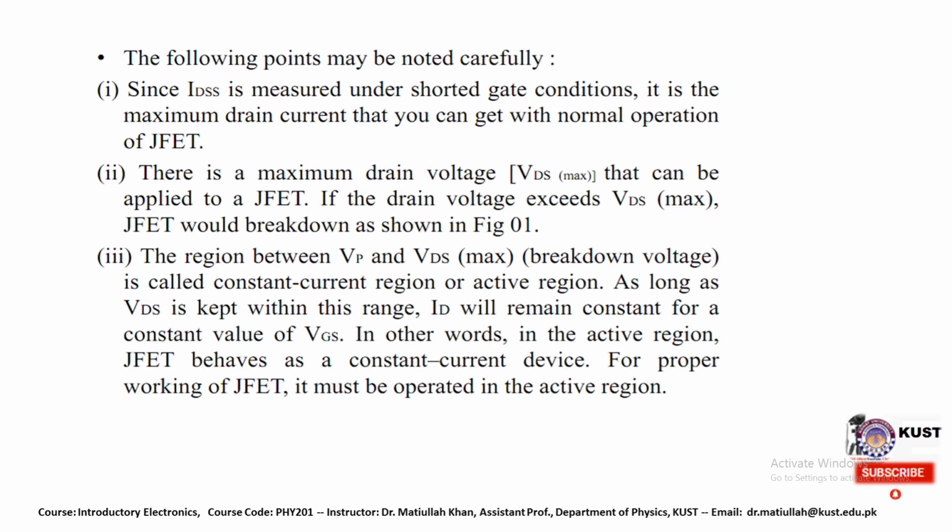It is the maximum drain current that you can get with normal operations. So there is a maximum drain voltage, that is called VDS, that can be applied to a junction field effect transistor. The region between VP and VDS, that is the breakdown voltage, is called the constant current region or active region.